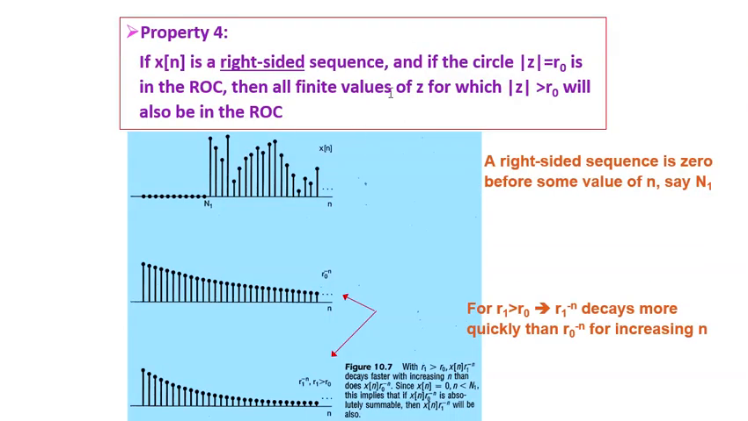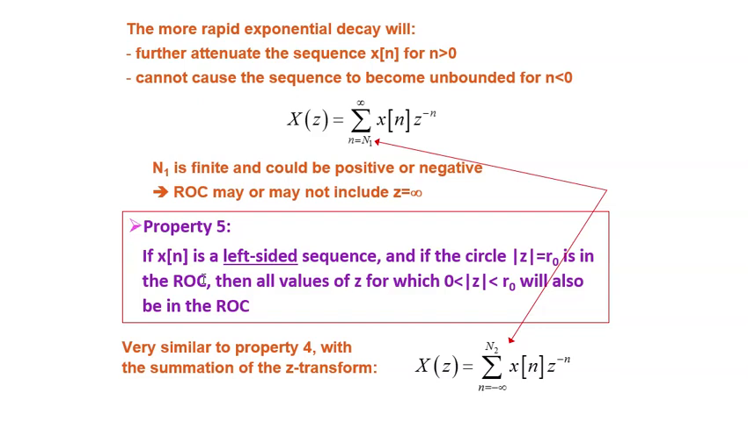So now the fourth property, it's again something pretty obvious. It says if x of n is a right-sided sequence, for example it has a to the power of n u n, it means it's only happening on the right side of the axis. On the left side, everything is 0. If it's right-sided, and if the circle z equals r0 is in the region of convergence, then all the finite values of z, for which z is greater than r0, will also be in the region of convergence.